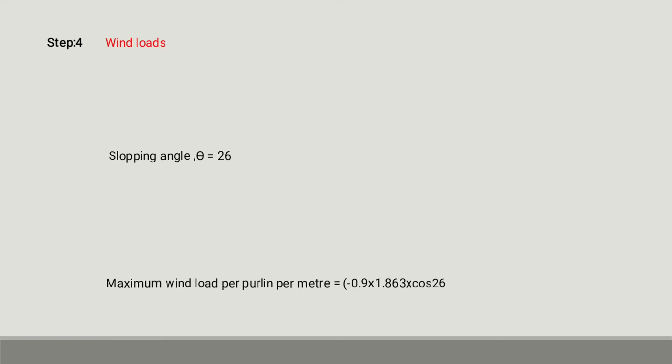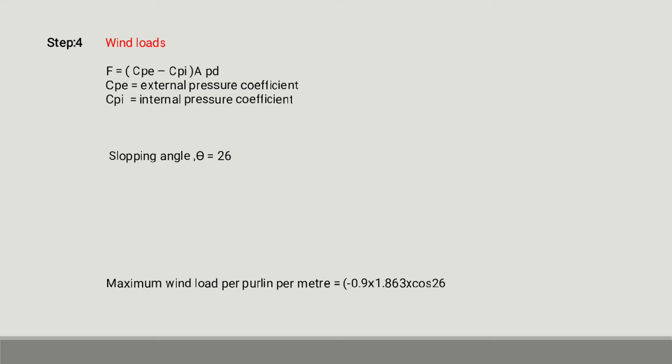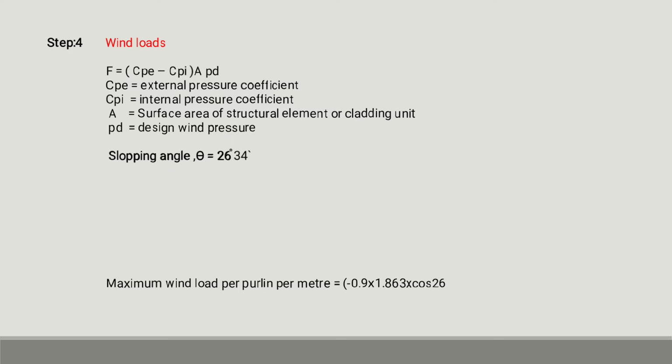Step number 4, wind loads. F is equal to (CPE minus CPI) into A into PD. This is our formula. CPE is equal to the external pressure coefficient and CPI is equal to the internal pressure coefficient. A is equal to the surface area of the structural elements or cladding unit. PD is equal to the design wind pressure. Sloping angle theta is equal to 26 degree 34 minutes. Then CPE is equal to minus 0.7. These values are taken from our code book. It is a constant value, and CPI is equal to 0.2.